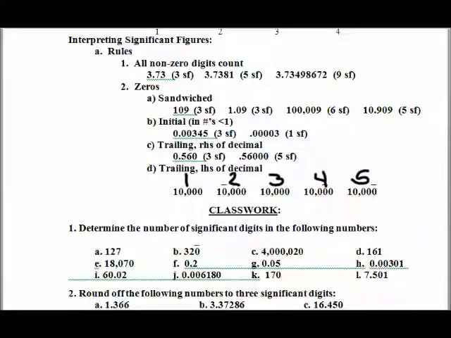This concludes the first section of our first unit covering significant figures.